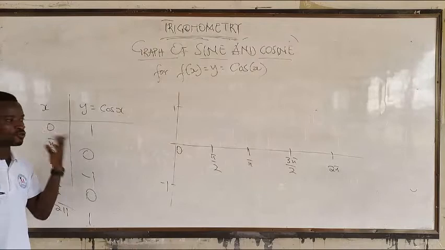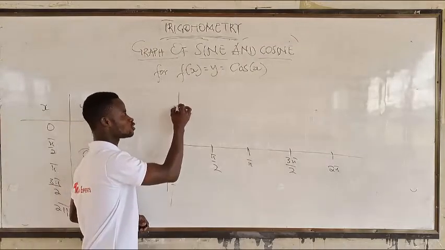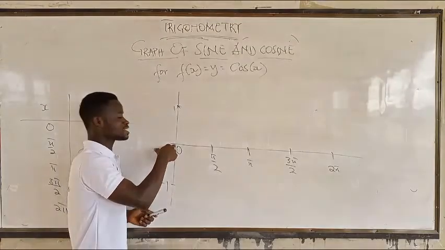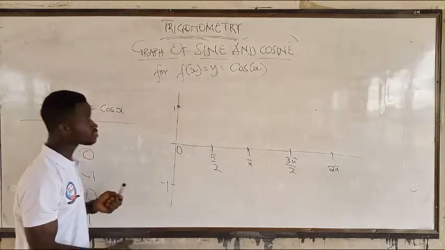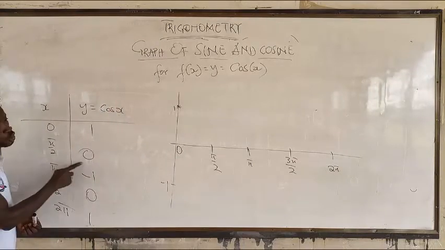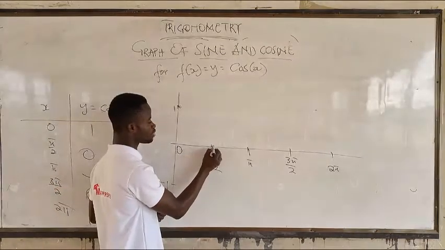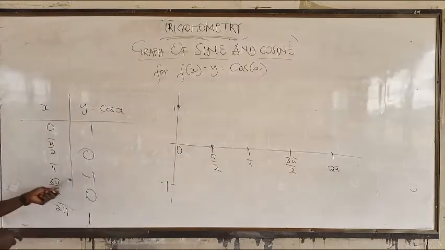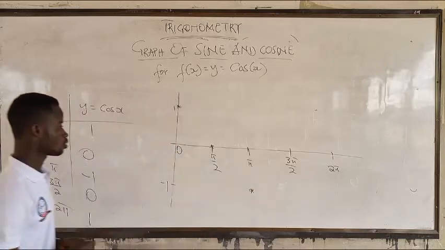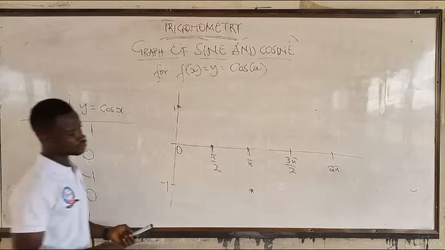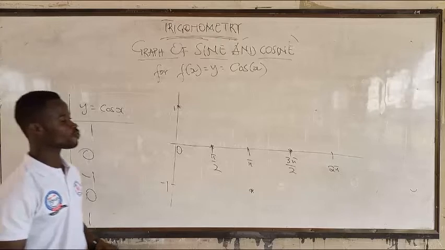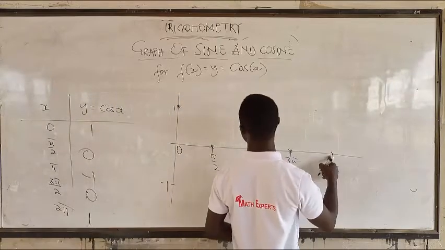At 0, what do we have? 1. So at 0 we have 1. So you can see that for the sine curve, at 0 we have 0, so it starts from the origin. But with this, you can see where it's starting from. Very good. Then at pi on 2, we have 0. At pi, we have negative 1. At 3 pi on 2, we have 0. At 2 pi, we have 1.